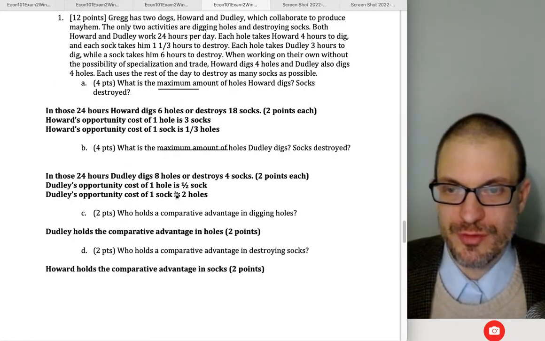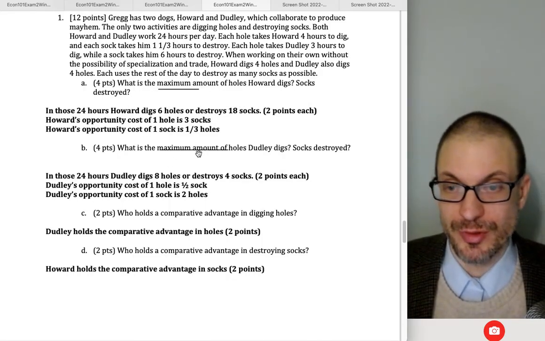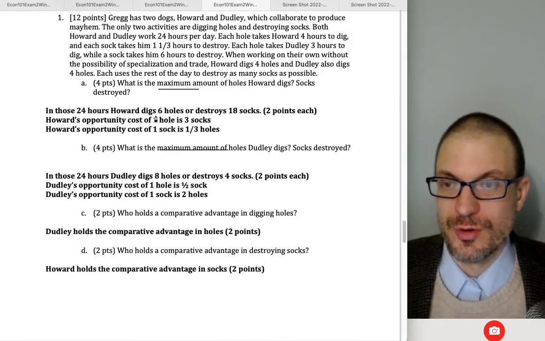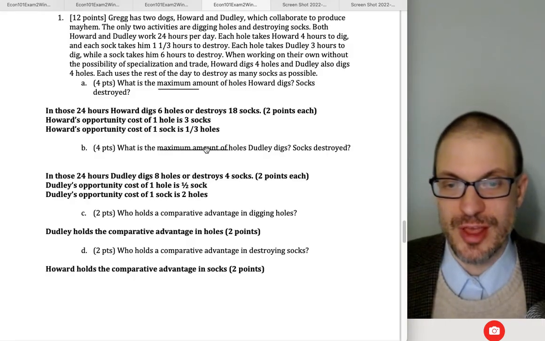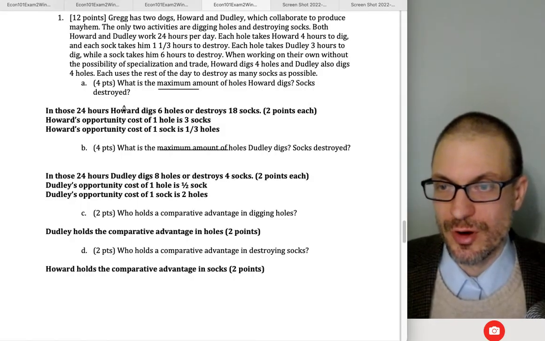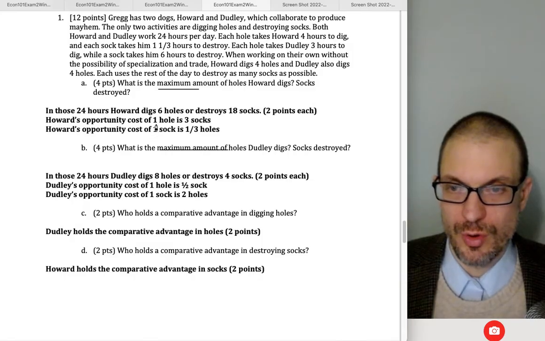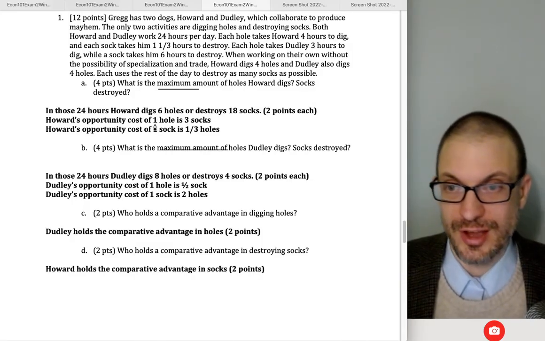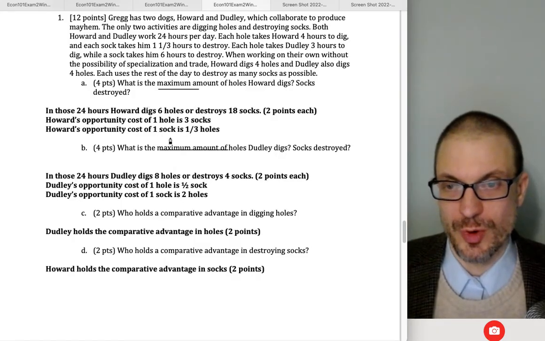All right, so this is what we were looking for. And then I think we awarded half credit if you didn't get the maximum amount that they could possibly do. The reason why we need the maximum amount is because that's necessary to identify opportunity cost and comparative advantage. So in 24 hours, Howard digs 6 holes or 18 socks. Let's divide this through by 6: 1 hole or 3 socks. Therefore, the opportunity cost of 1 sock is 1/3 hole.